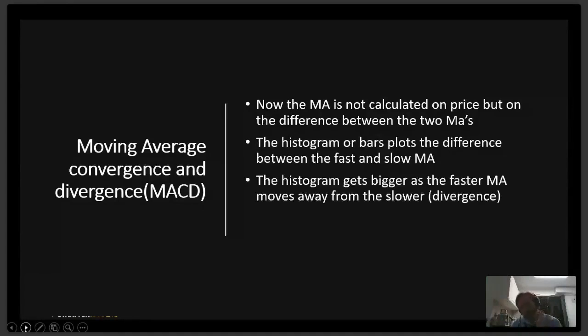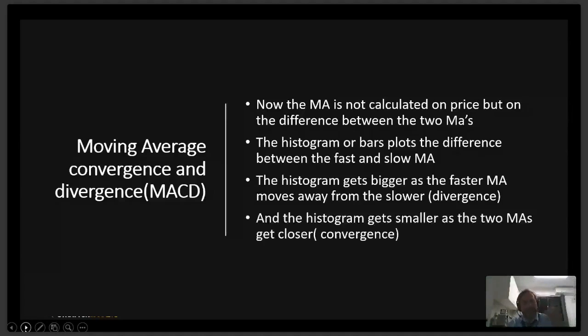And clearly, the wider the two MAs get, the bigger the bars are. And that's called divergence. And as the two MAs, the faster and the slower, get closer together, the bars get smaller, and that's called convergence.